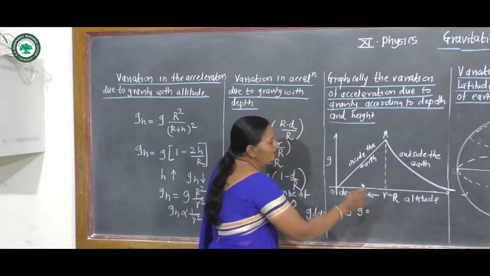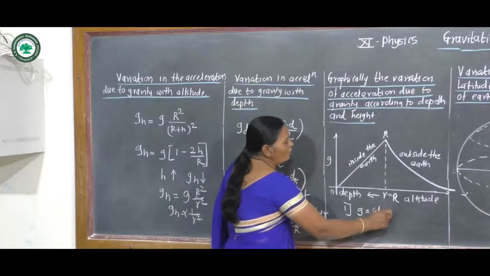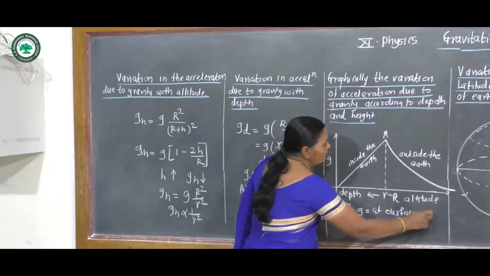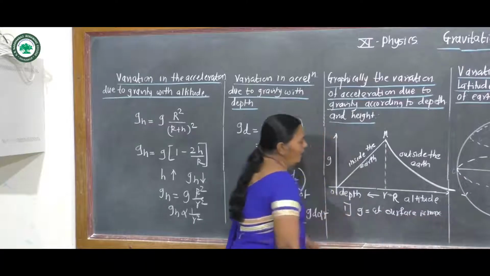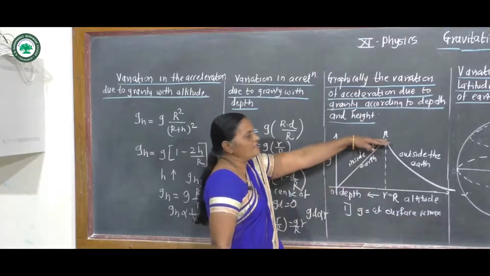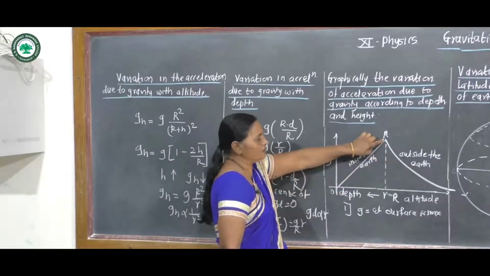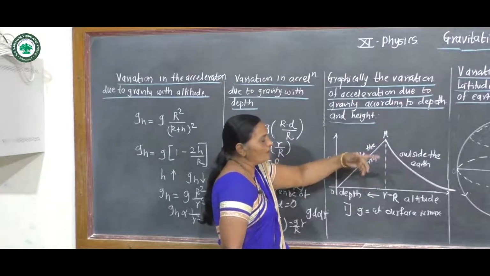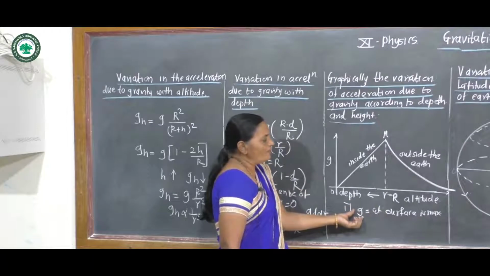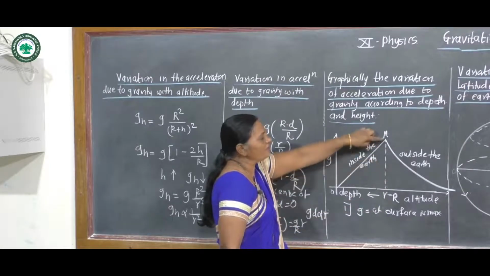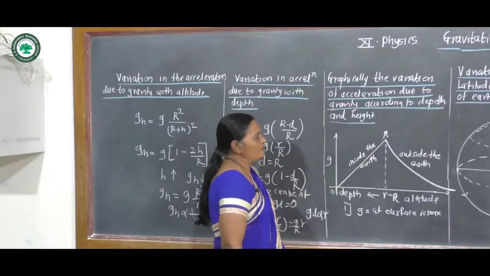Now in this case, we can say that firstly, acceleration due to gravity at the surface of earth is maximum. This is r, that is, there is the surface of earth. From this graph, we can say that the value of acceleration due to gravity at the surface of earth is maximum.